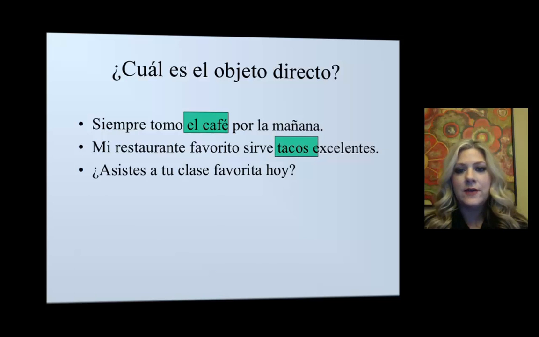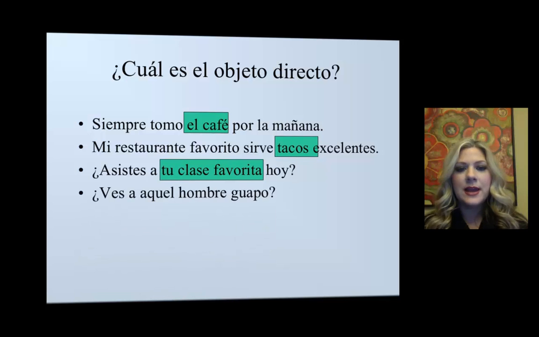¿Asistes a tu clase favorita hoy? Are you attending your favorite class today? Are you attending what? Tu clase favorita. ¿Ves aquel hombre guapo? Do you see that good-looking guy? Do you see who? Aquel hombre guapo. So these are your objetos directos, your direct objects.